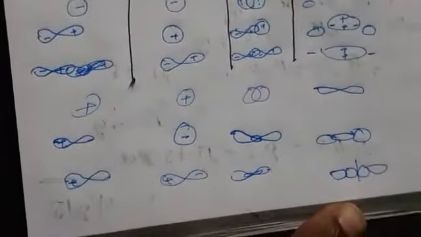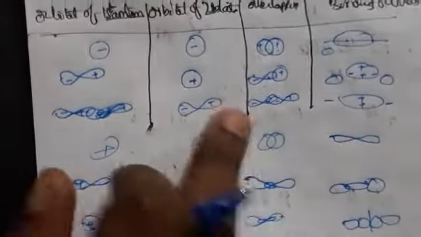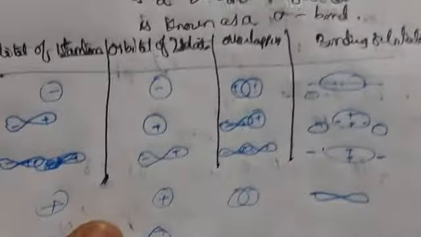So like this it is going to form. So these are bonding orbitals which are forming like this. So for these two, the greater the overlapping, the greater the bonding we are going to have. So based upon this we are going to have.